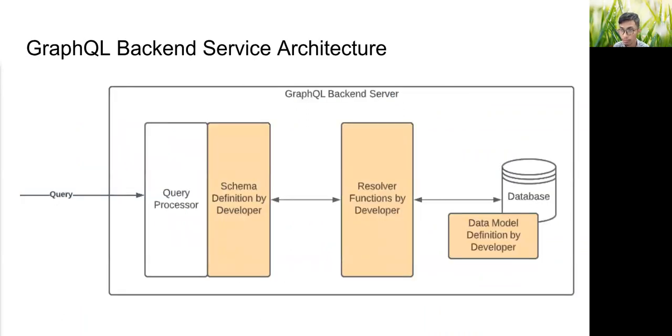We can look at the GraphQL backend service architecture here. It starts when a query comes in. It's being processed by the query processor by validating whether the query input structure matches with the schema definition or not. Then we forward the query to the resolver functions that can fulfill the task. Those functions are then communicating with a database or any data source. The yellow parts are the components that the developers need to implement.